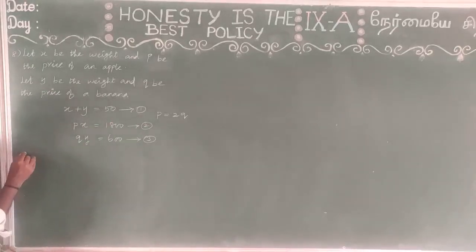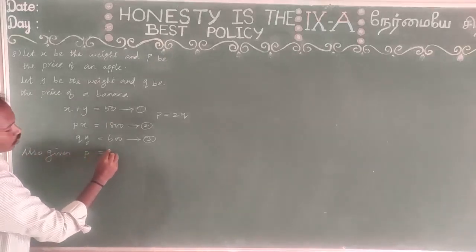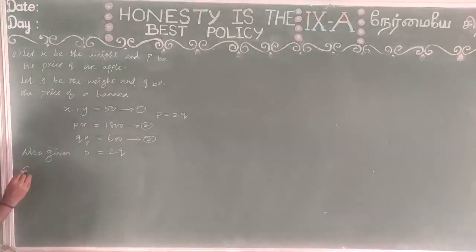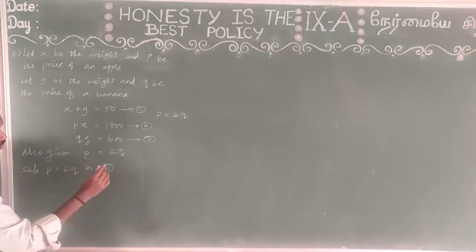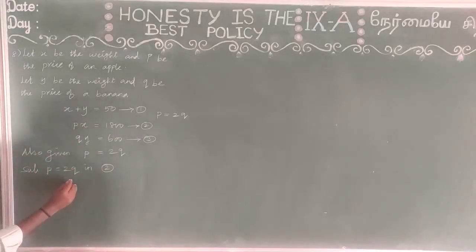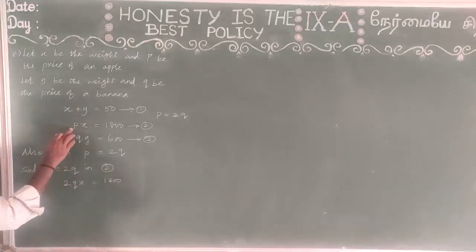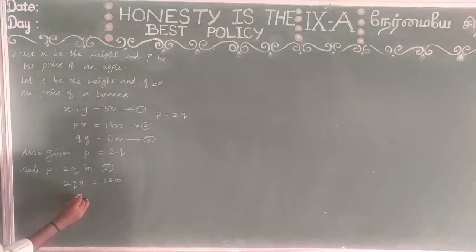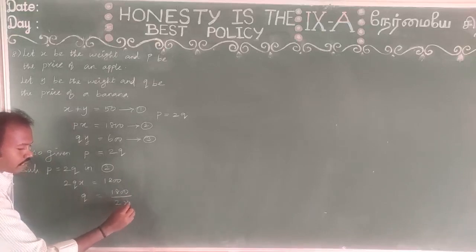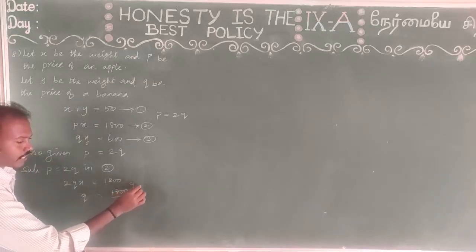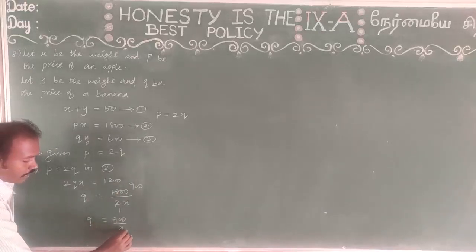Also given p is equal to 2q. Substituting p is equal to 2q in 2, then 2qx is equal to 1800. Then q is equal to 1800 divided by 2x. 1 twos are 2, 9 twos are 18. That is 900. Then q is equal to 900 divided by x.